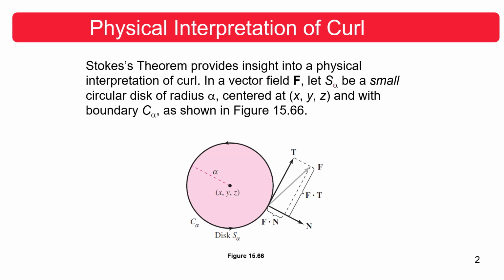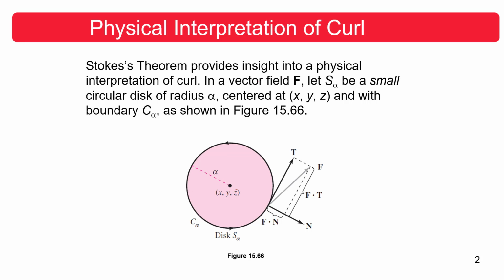So if we have a vector field and we imagine a tiny disk of radius alpha centered at x, y, z with a boundary C alpha, and we compute the flux, the path integral, the work done by the field going around the path, that gives us the circulation around the point x, y, z. Now, as that shrinks down, we expect that to go to 0. But what we want to look at is the ratio of the path integral to the area.